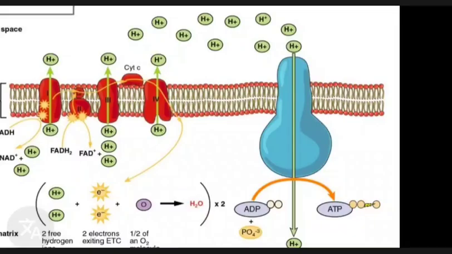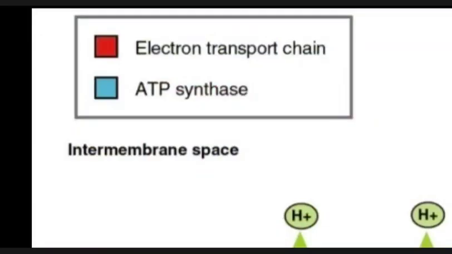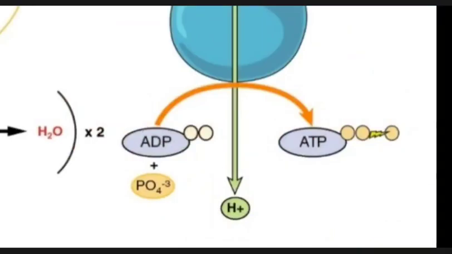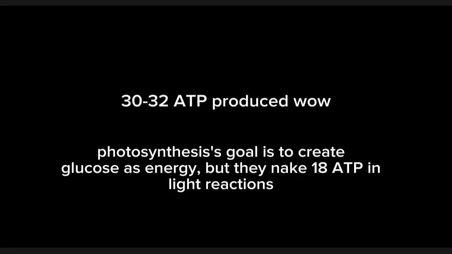And the only way that they can diffuse is through an enzyme called ATP synthase. This protein pumps the ions across the membrane, and by doing so creates ATP. The entire process of cellular respiration ends up producing between 30 and 32 molecules of ATP.